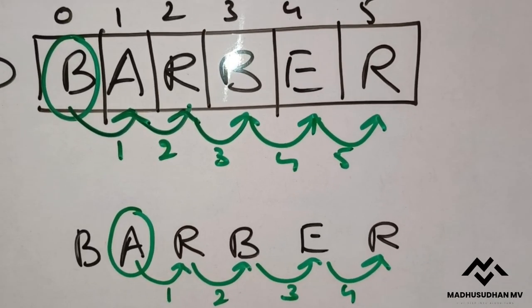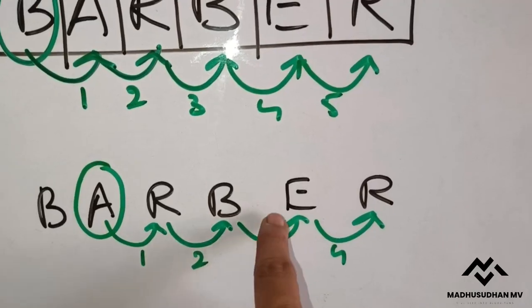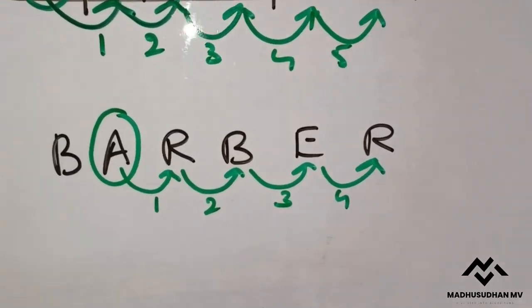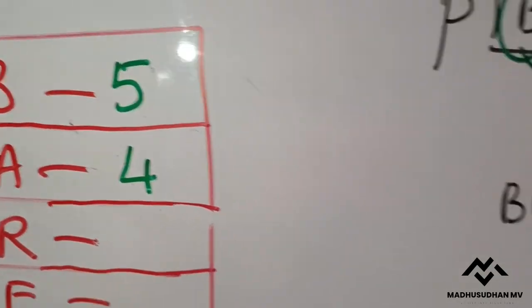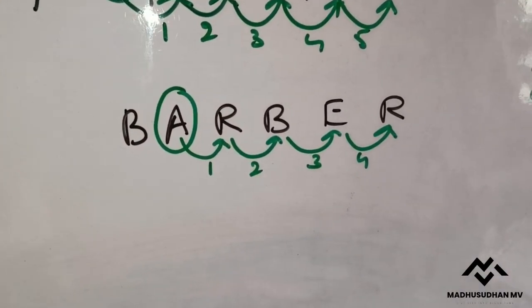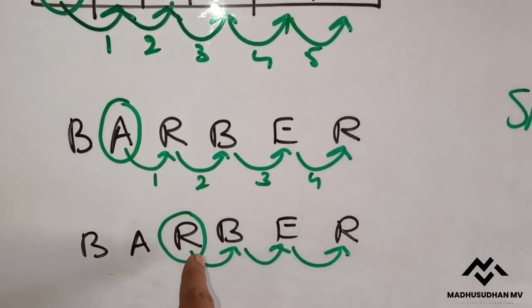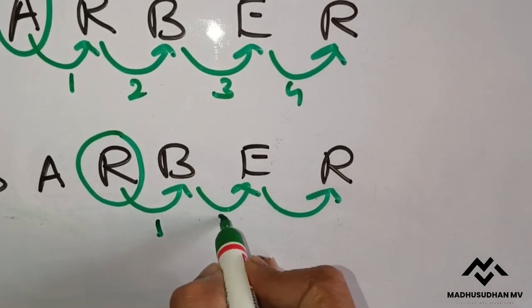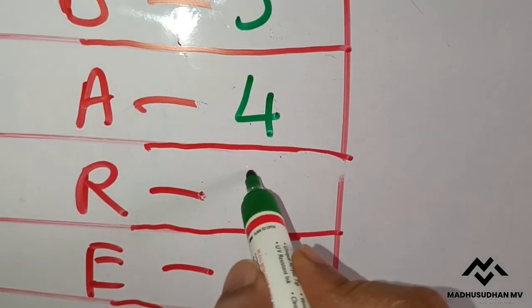Next I took the character A. A is at a distance of what from the last character? 1, 2, 3, 4. So the shift value of A is 4. Similarly, now I take the next character, R. R is at a distance of 1, 2, 3, so distance 3. So I update the shift value of R as 3.